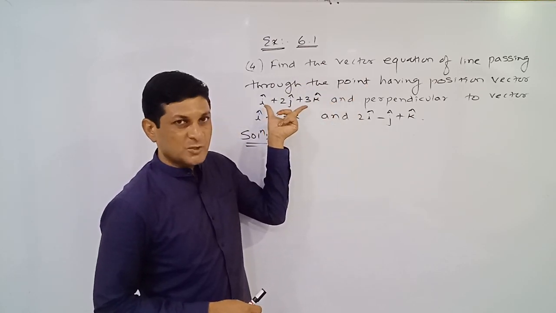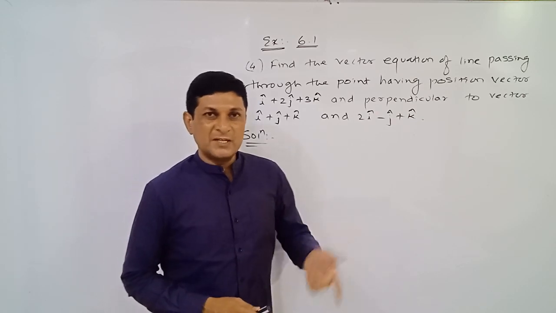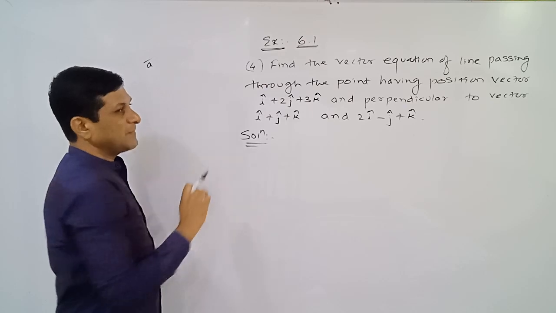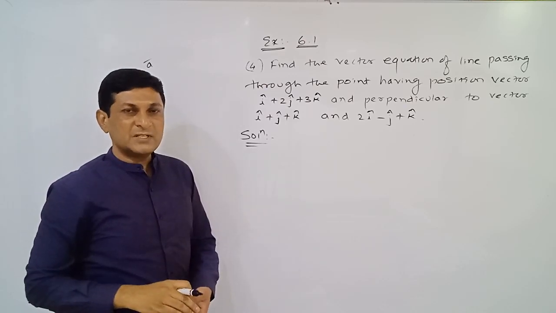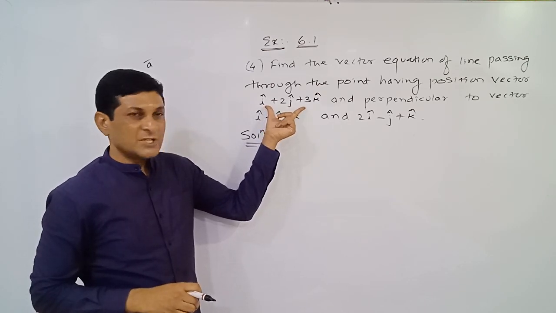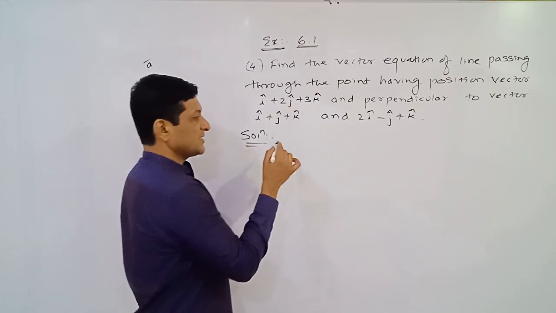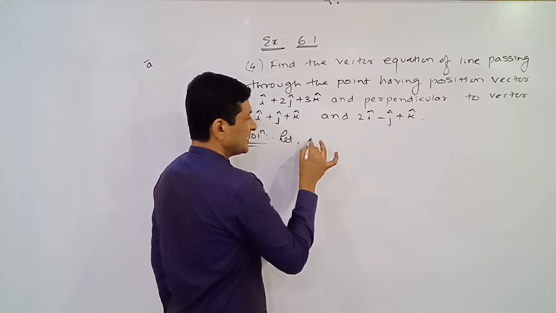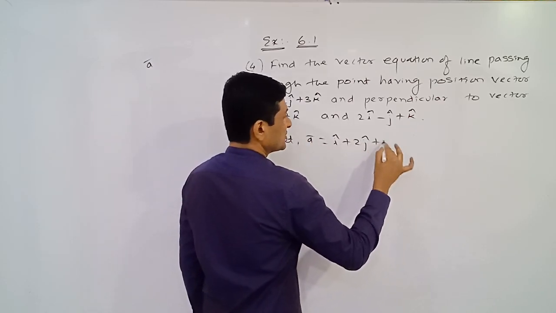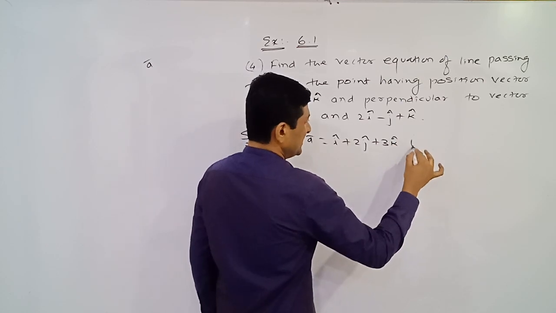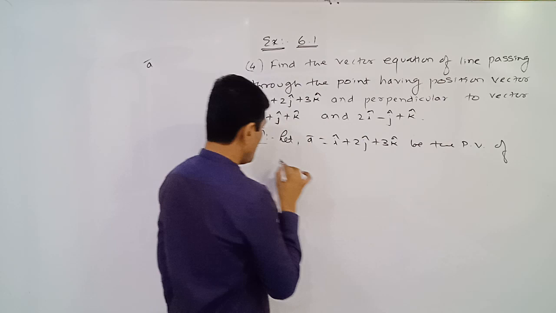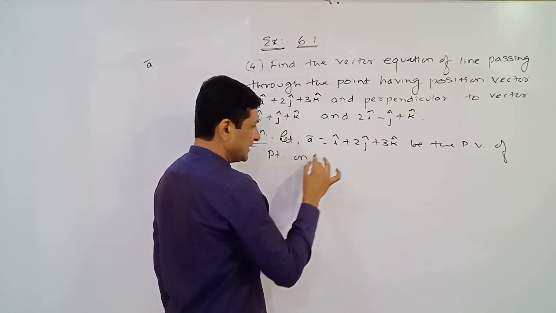Its position vector of one point is given to us. Generally, position vector of one point means given point we are denoting by a bar. If 2 points are given to us, then we will denote it by what? B bar. But as it stands, only position vector of one point is given to us. So let us denote it by a bar. So let a bar is equal to I cap plus 2j cap plus 3k cap be the position vector of point on the line.